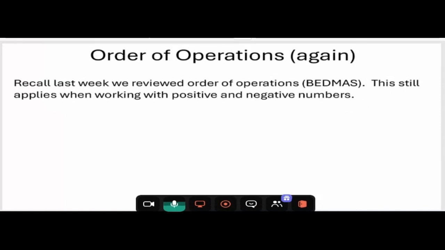Okay, so we're going to go back to order of operations. We did that last week, and that is BEDMAS: brackets, exponents, division and multiplication together, addition and subtraction together. When you have positive and negative numbers, you still have to follow your order of operations. So here we have negative 5 plus 2 times negative 3. Any brackets?